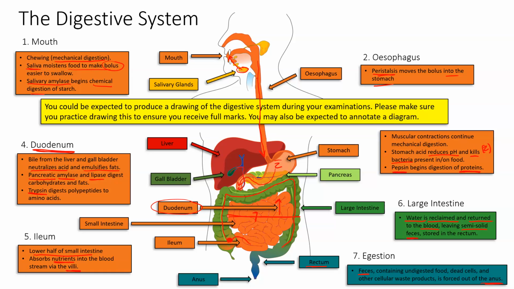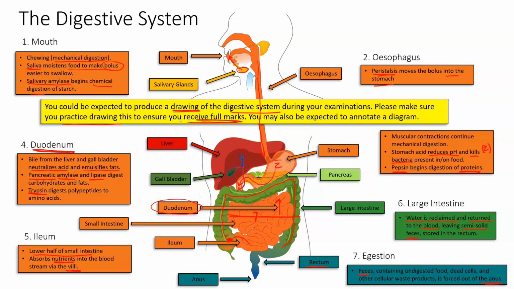It is really, really important as you look through the IB syllabus and notice that there is a skill associated with this particular diagram. You could very well be expected to produce out of memory a drawing of this digestive system during your final examinations, and so in order to make sure that you're prepared, I would encourage you to practice drawing this several times in order to ensure that you receive full marks.